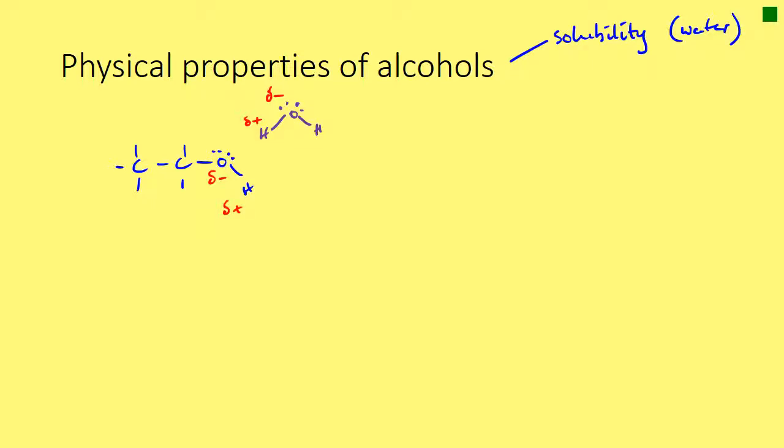So just like we drew between the two ethanol molecules on the previous slide, the water molecule is going to interact via hydrogen bonds with the ethanol molecule in the same way, and that means that they are infinitely soluble. Infinitely soluble just means that there's no limit to how much ethanol you can add to the water. It will dissolve.